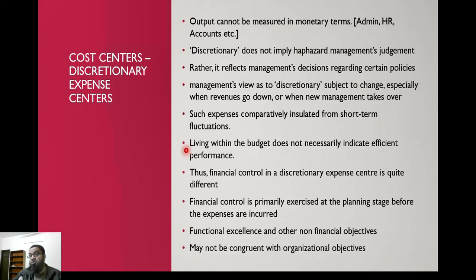So here we must not do variance analysis, budget versus actual, right? Because here it's just the other way around. The financial control in discretionary expense centers is quite different. So what's the control? It is primarily exercised at the planning stage, before the expenses are incurred. As far as financial control is concerned, once the budgets are allocated, it's more advisable to utilize the budget.